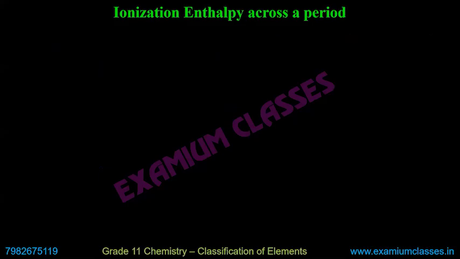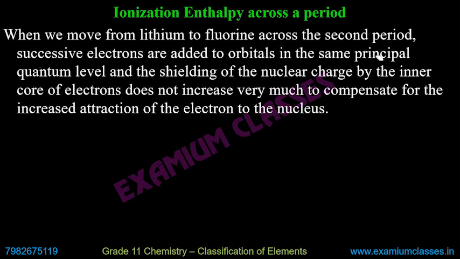Next is ionization enthalpy. When we talk about the periodic table, how ionization enthalpy varies across a period means when we are moving from left to right. Across a period means left to right in the periodic table. So when we move from lithium to fluorine, this is an example. Lithium is on the leftmost side and fluorine is on the rightmost side.